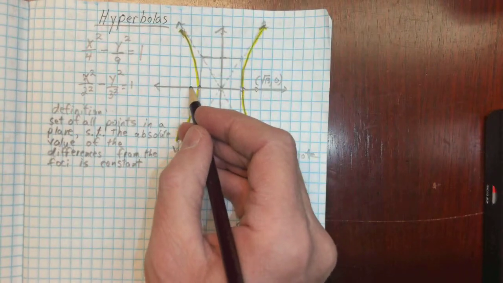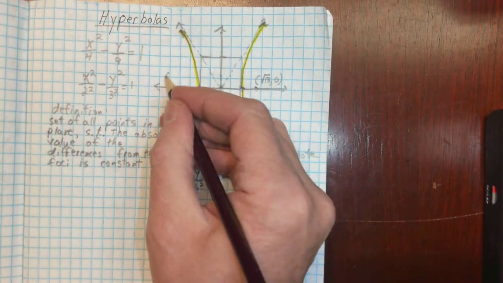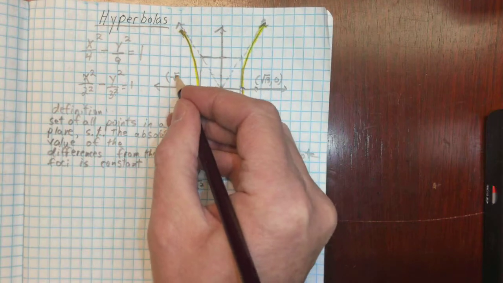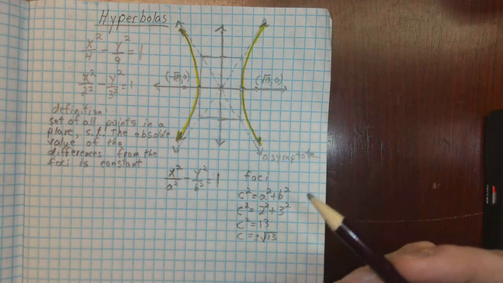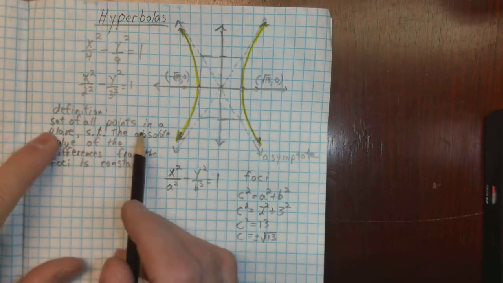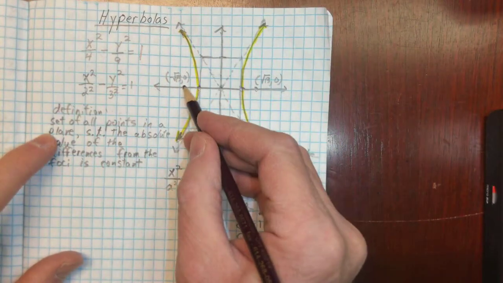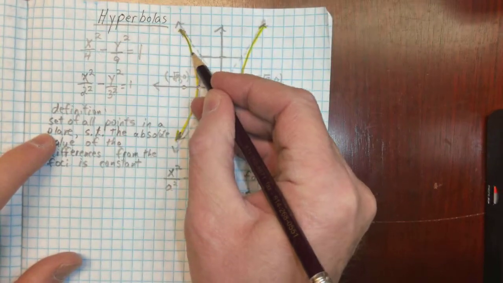1, 2, 3, a little bit here. And this is the negative square root of 13 and 0. And I did this so that we could actually look at this definition. All right, I've got a focus here. I got a point here.